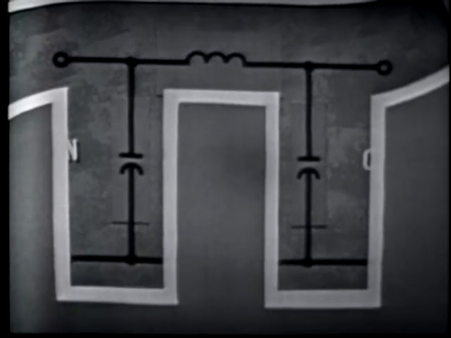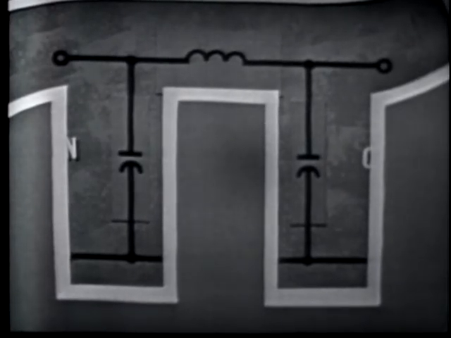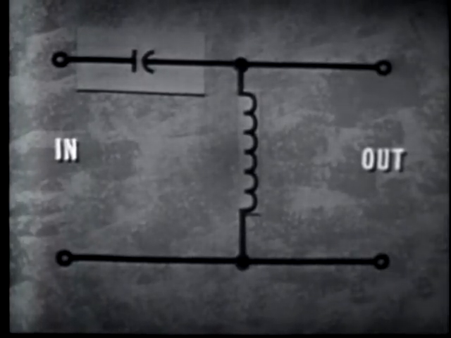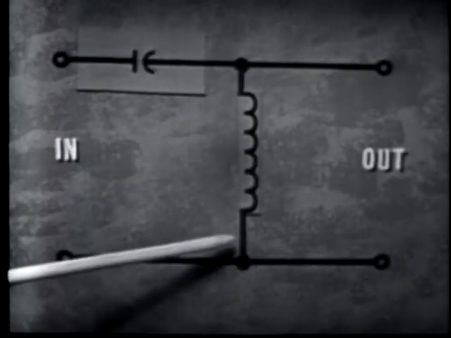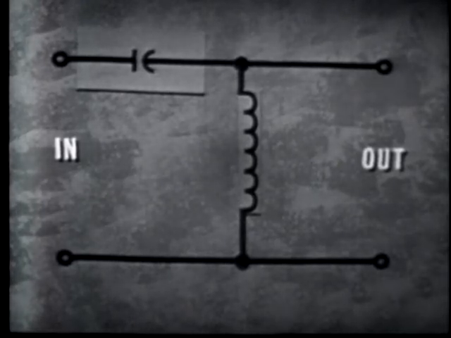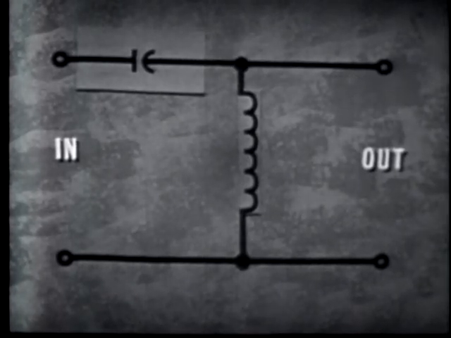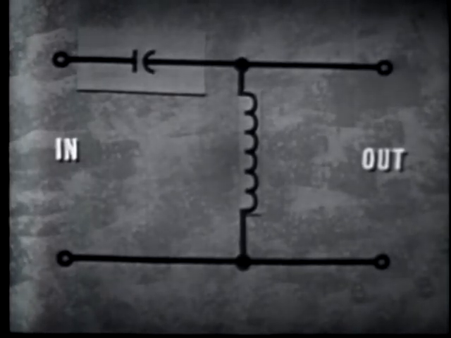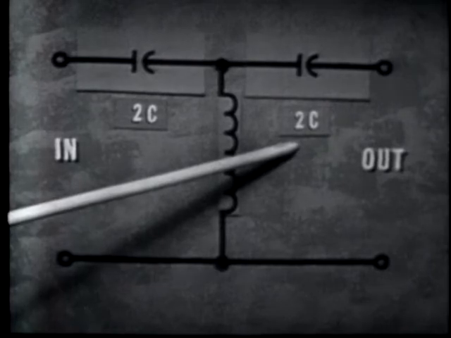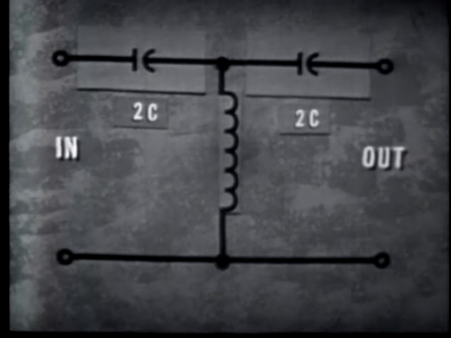This same logic can be applied to all the basic L section filters. For example, let's consider the L-section high-pass filter. To construct a T-section filter with the same frequency response as this basic L-section, we must use two capacitors in series. Since capacitors in series are added like resistors in parallel, each capacitor must equal twice the value of this single capacitor. So, 2 times C here on the input, and 2 times C here on the output. Total capacitance is still the same as in our original configuration.